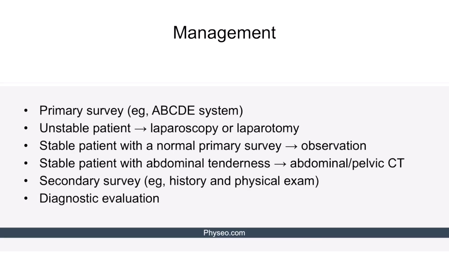Lastly, let's talk about management. For the initial assessment of blunt abdominal trauma, it is important to find any life-threatening injuries on the primary survey and less life-threatening injuries on the secondary survey.